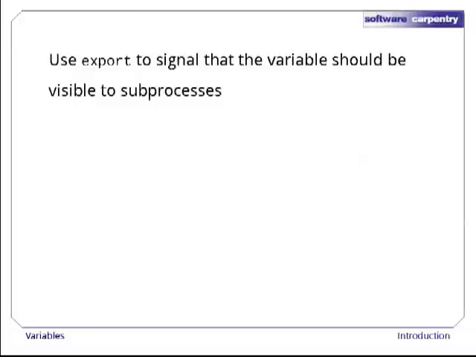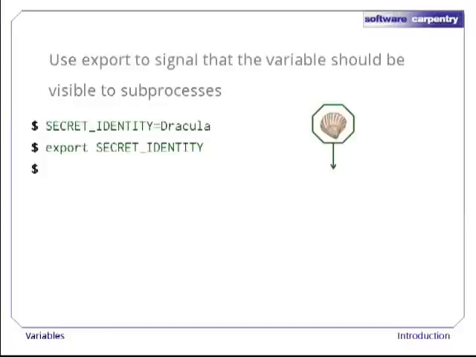If we really want the shell to pass a variable to the processes it creates, we must use the export command. Let's try the secret identity example again. After giving secret identity a value, we give the shell the command export secret_identity. Note, by the way, that it's not export $secret_identity with a $ sign.